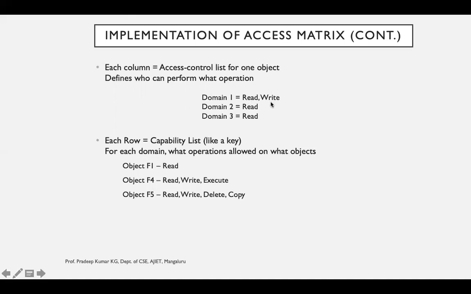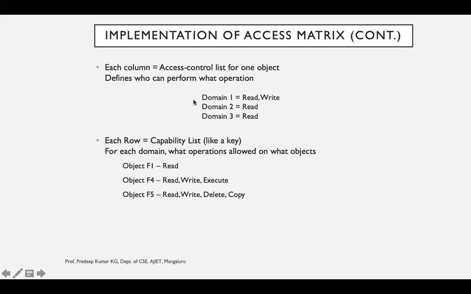The rights set is nothing but privileges. Each row is a capability list, like a key: for each domain, what operations are allowed on what objects. That is what that particular row means. Consider this as an example: domain 1 equals read and write, against that object F1.